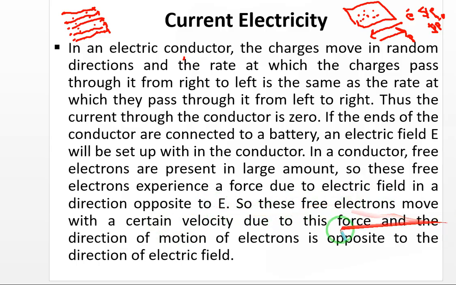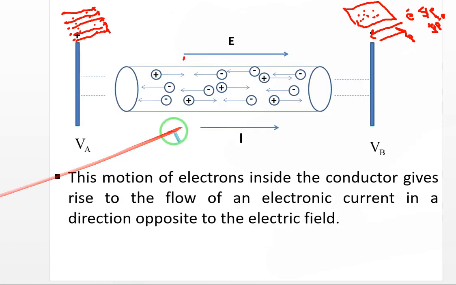So these free electrons move with a certain velocity due to this force, and the direction of motion of the electrons is opposite to the direction of the electric field. If you can see this example, we have positive and negative charges, initially in random motion. Then we take a battery, the conductor is connected with the battery, and an electric field is set up.